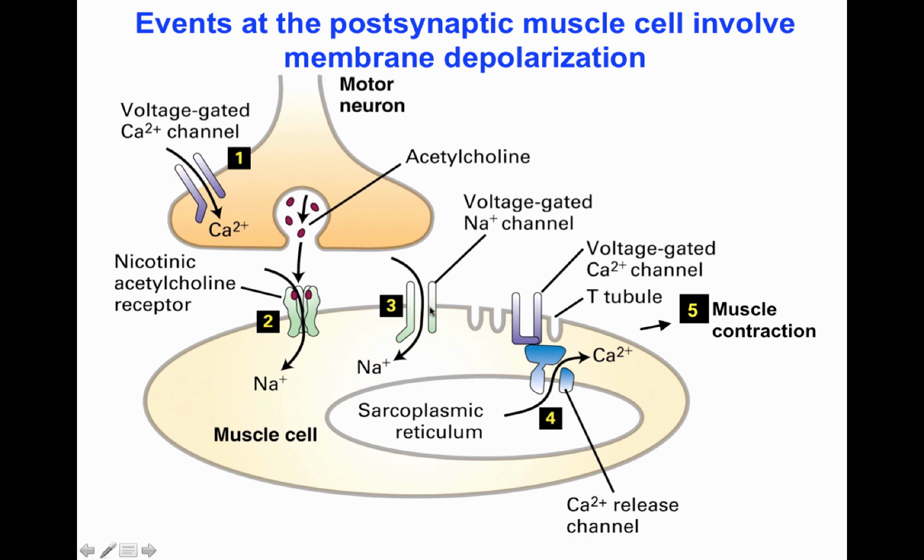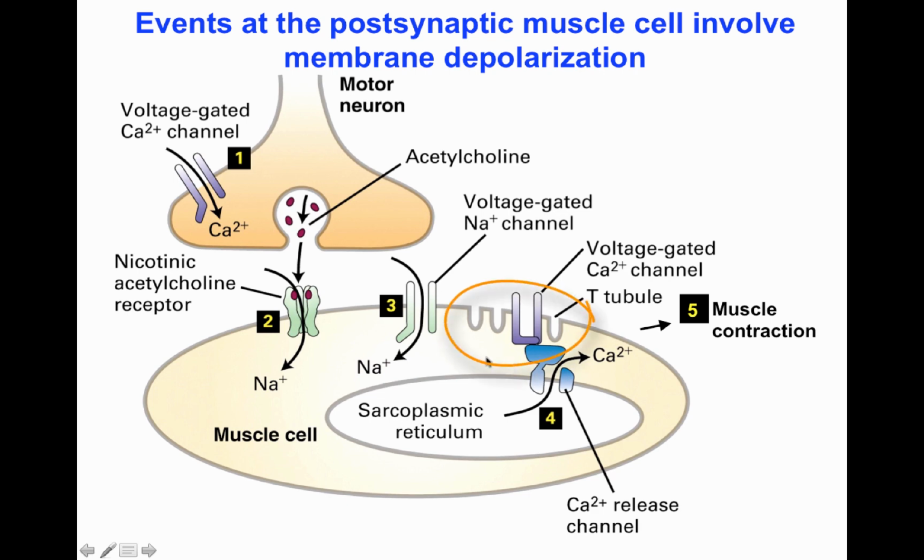Now, the muscle cell, as I mentioned to you earlier, has some invaginations in its membrane, and those invaginations are called T-tubules. They go deep inside the cell, and they can come very close to the sarcoplasmic reticulum of the muscle cell. And as I mentioned earlier, the sarcoplasmic reticulum in a muscle cell is the endoplasmic reticulum of that cell.